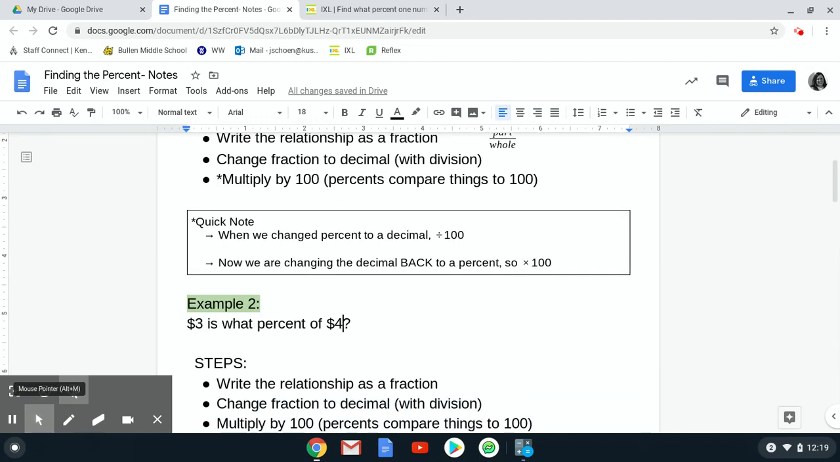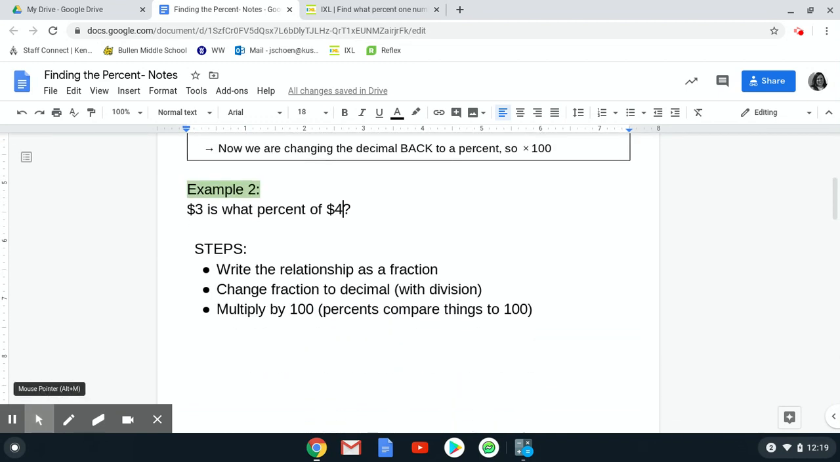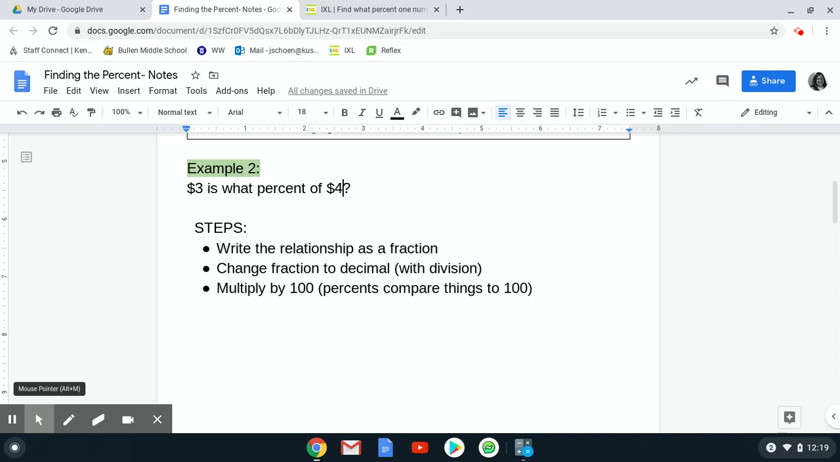Let's take a look at another example. $3 is what percent of $4? So maybe you spent $3 out of the $4 you had. What percent did you spend? First step, write the relationship as a fraction. What part did we spend? $3. Out of how many did we have total? 4. So that's step 1.